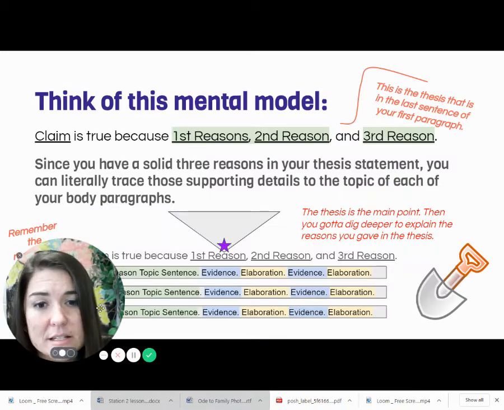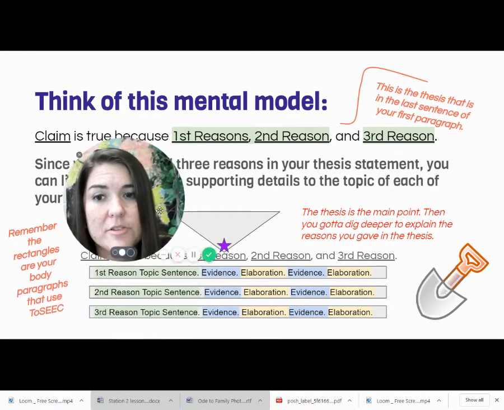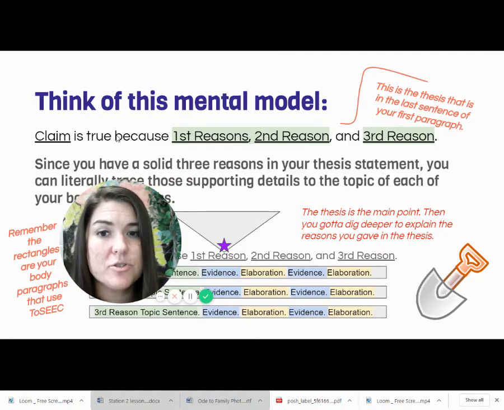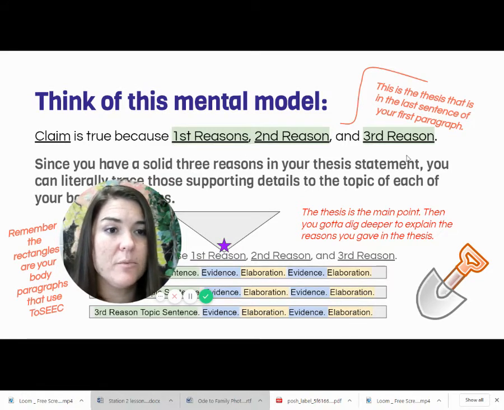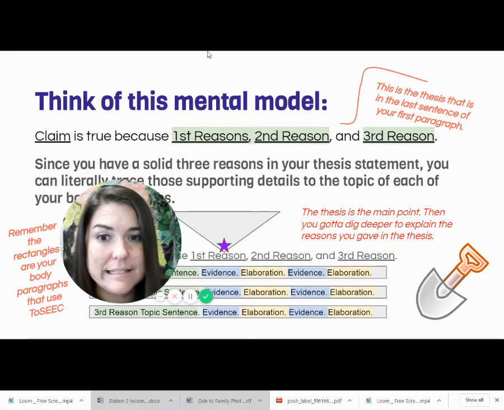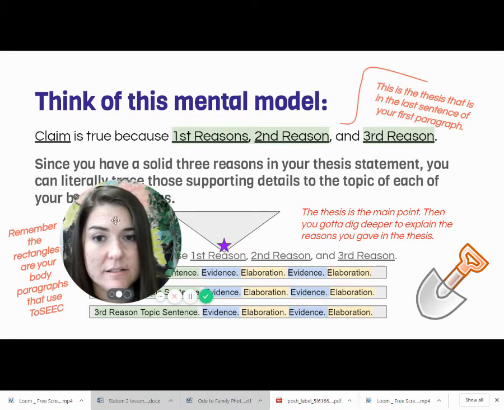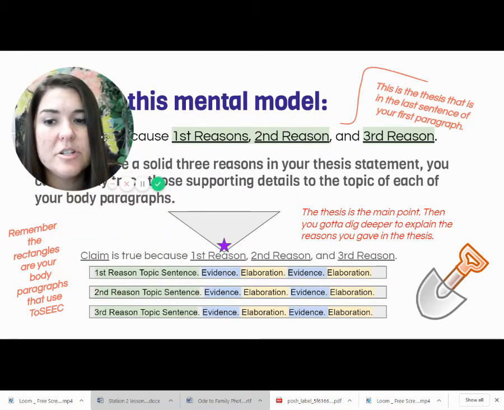Now, here is this mental model I want you to think about. You've got your solid reasons. Here's your claim is true because first reason, second reason, and third reason. This is like the last sentence of your introduction. This is your thesis statement. It's a general one. Since you have all that, then you've got to dig in deeper and break it down. See, first reason goes here, second reason is the next paragraph, and third reason is the next paragraph.